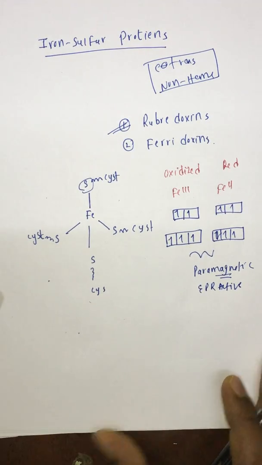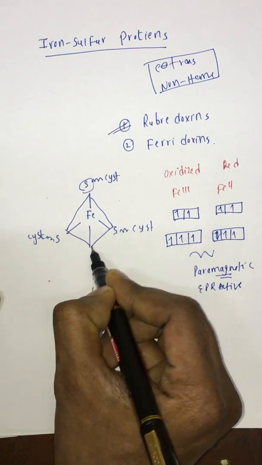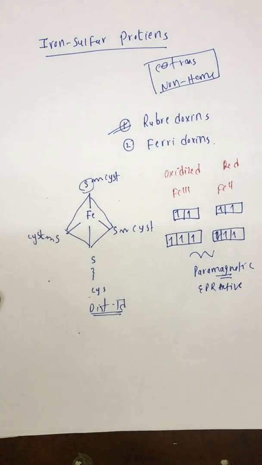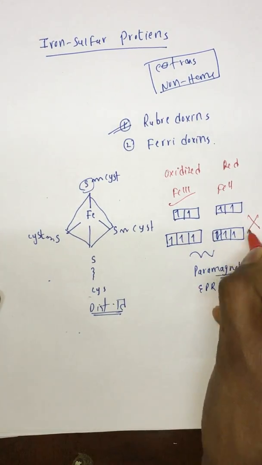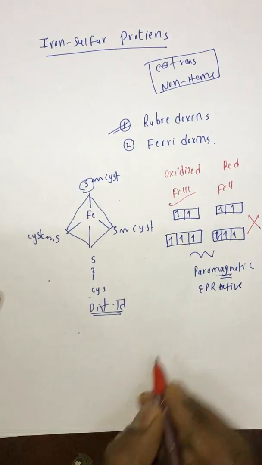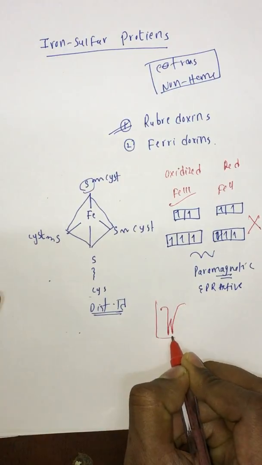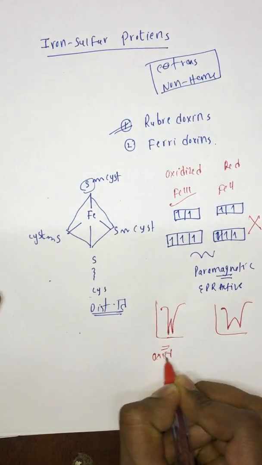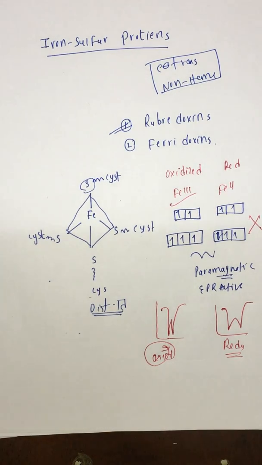Now if you see the Mössbauer spectra for these two complexes, we know that this has a distorted tetrahedral shape. In this case the electric field gradient is symmetric, whereas here it's not symmetric, but the shape is a distorted tetrahedral. So we'll get two peaks, one with the less EQ, another one with the more EQ. This is for the oxidized form and this is for the reduced form. So this is about the ferredoxins.